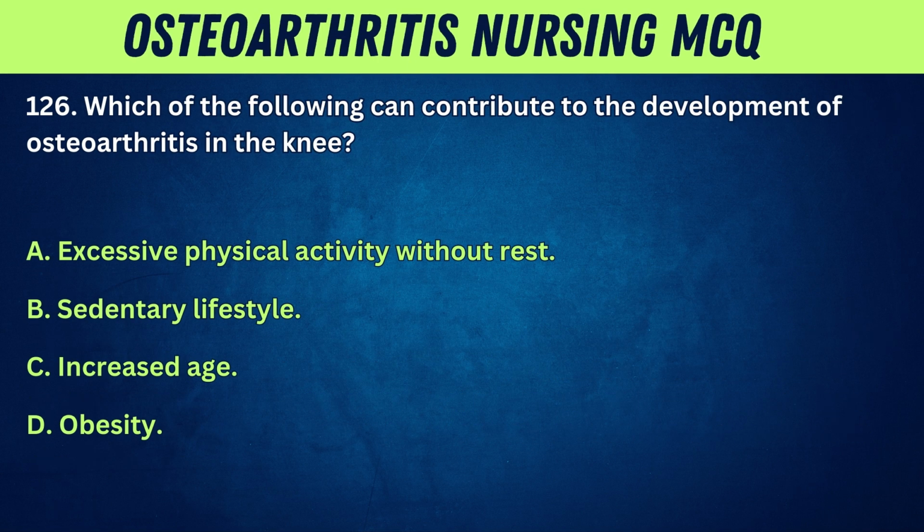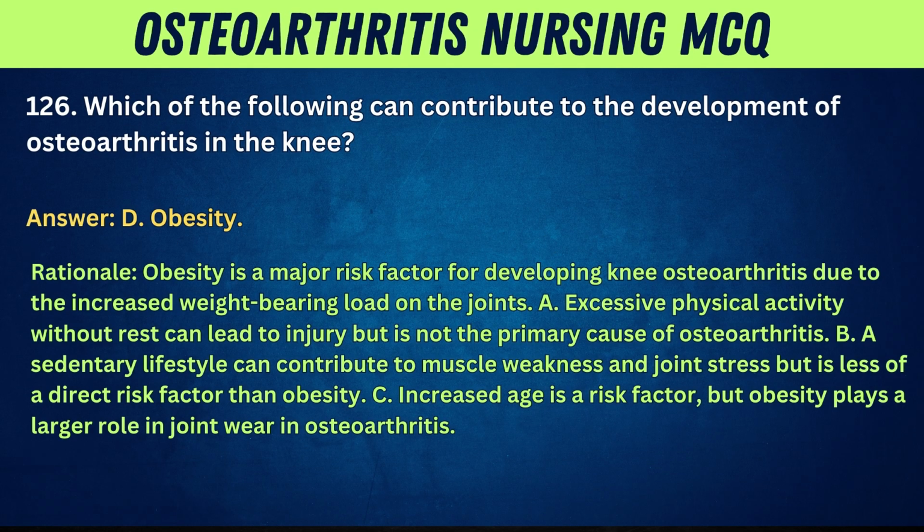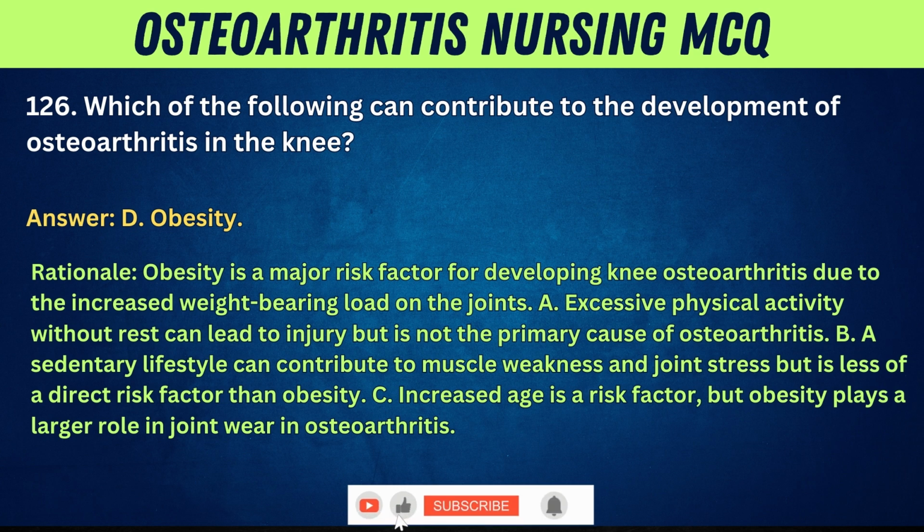126. Which of the following can contribute to the development of osteoarthritis in the knee? A. Excessive physical activity without rest. B. Sedentary lifestyle. C. Increased age. D. Obesity. Answer: D. Obesity. Rationale: Obesity is a major risk factor for developing knee osteoarthritis due to the increased weight-bearing load on the joints.